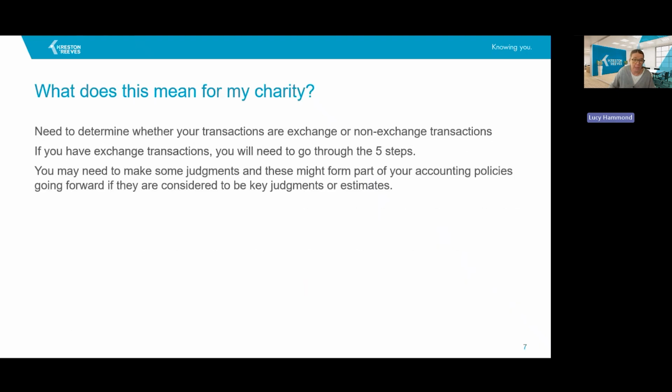What does this mean for my charity? Well, the first thing you need to do is determine whether your transactions are exchange or non-exchange transactions. If you have exchange transactions, you will need to go through the 5-step model. You may need to make some judgments, and these may form part of your accounting policies going forward if they are considered to be key judgments or estimates. For some charities with a number of grants and contracts, this is going to be a significant task. Finance teams will need to work with other areas of the charity to ensure that they have all the documentation required to review and conclude on each individual grant or contract and how it will be categorised.